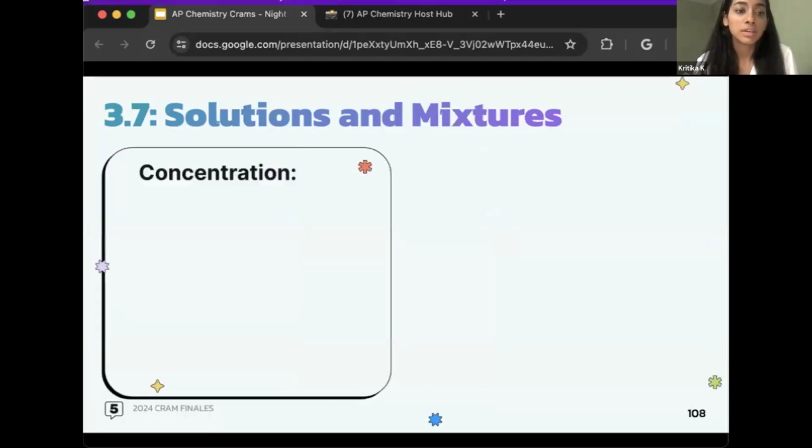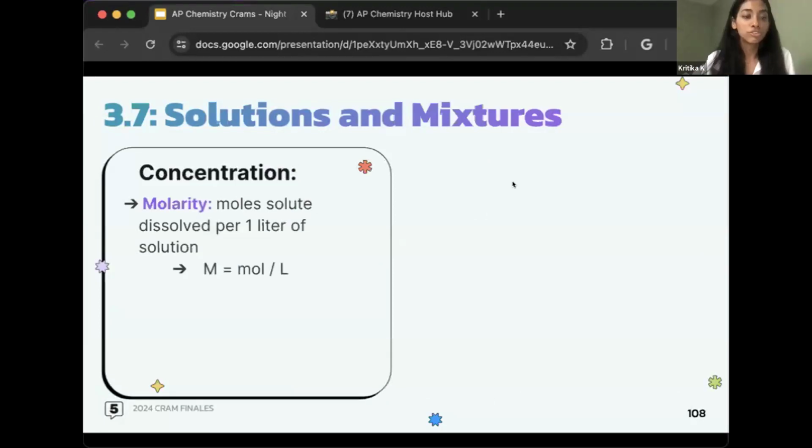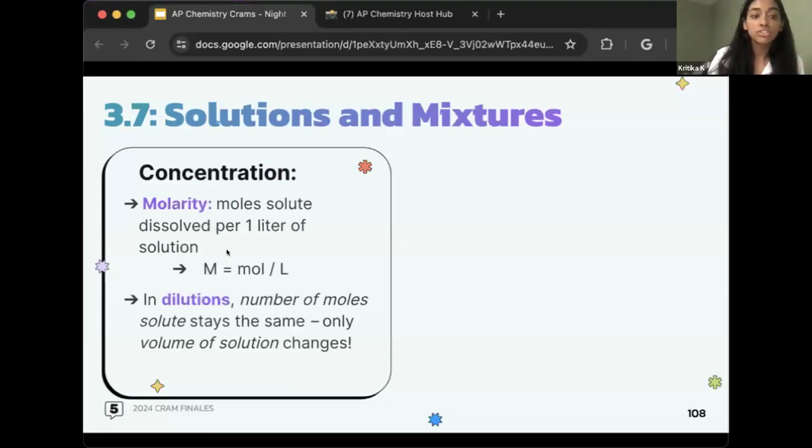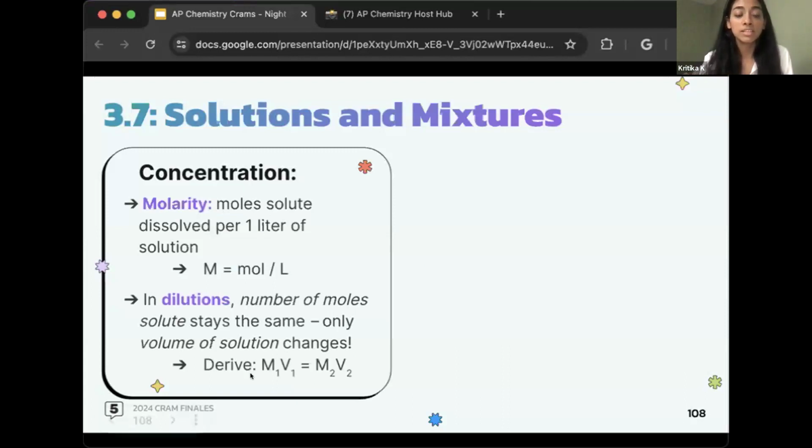Next, we have more about solutions and mixtures. We're going to talk about concentration. Molarity is a measure that tells us how many moles of solute are dissolved per 1 liter of solution. It's always going to be moles per liter. And in dilutions, the number of moles of the solute stays the same, but the volume of the solution does change. So we're going to have a really handy formula for this.